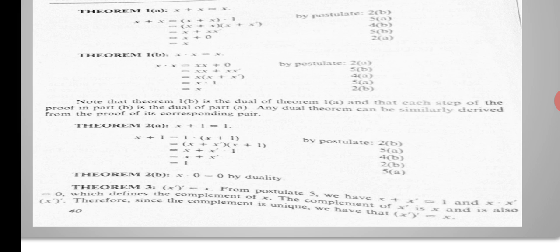Fine. Now there is one more theorem, theorem 3. That is nothing but x complement to the complement is x. Now how exactly can you do that? From postulate 5 we know that x plus x dash equal to 1 and x dot x dash equal to 0, which defines the complement of x, isn't it? How can you deal with the complement of x? The same concept is available. So you can see the solution, x complement to the complement is x.